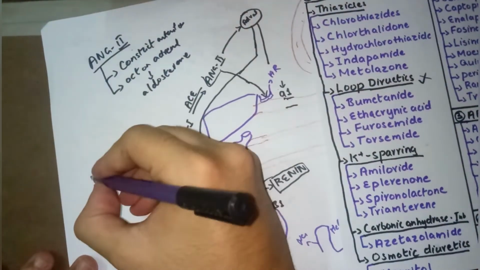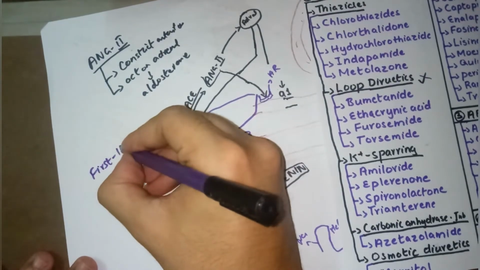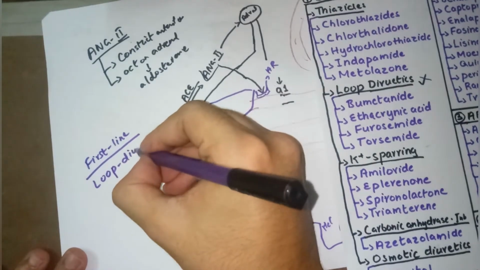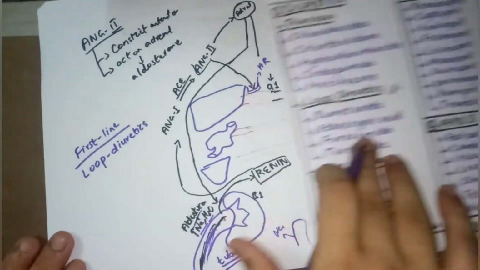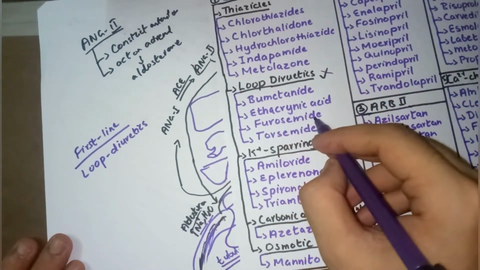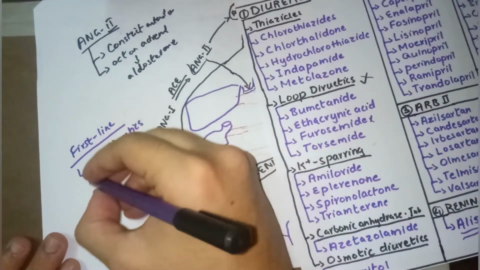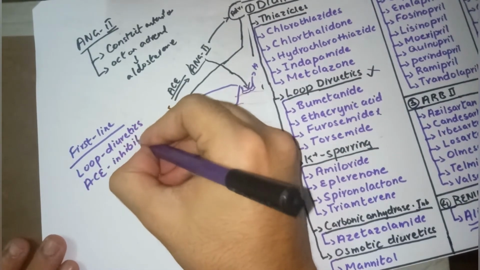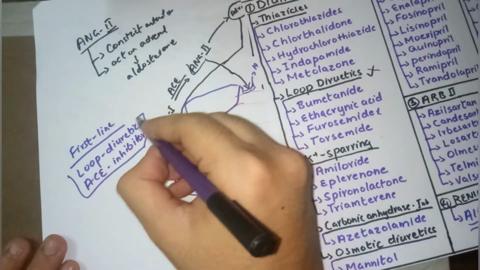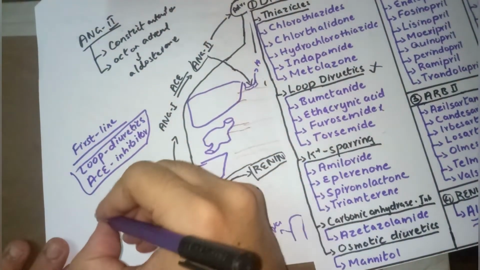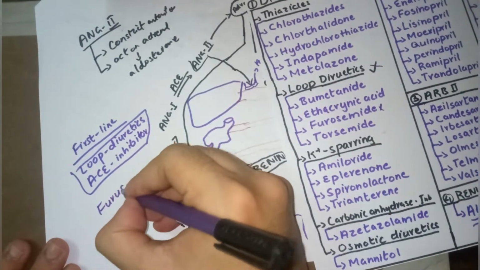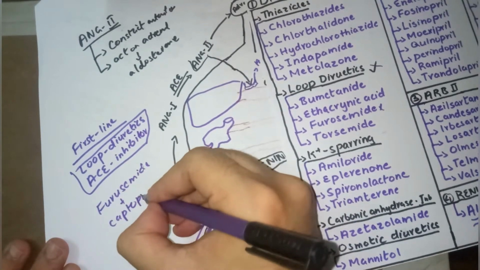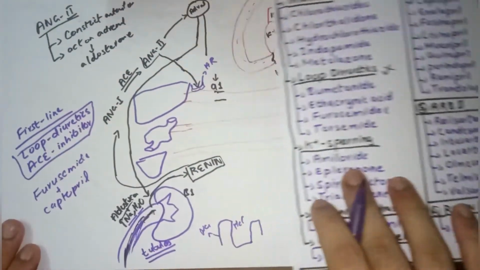So let me tell you the first line treatment as well. Which is the first line diuretic? It is the loop diuretics. Loop diuretics, anyone; the most used is furosemide. Okay, and ACE inhibitor. You have to give two drugs, right? Because we also have to decrease the diastolic pressure. So loop diuretics and ACE inhibitors are mostly used, or you can say furosemide plus captopril. These are the first line treatment of hypertension.